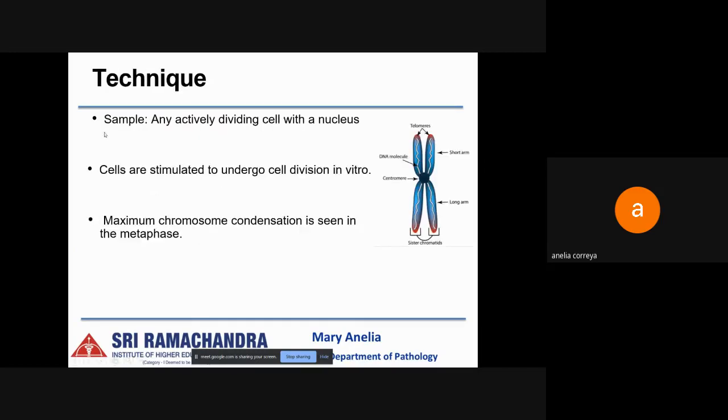So the technique is as follows. The sample we take will be a rapidly dividing cell which has a nucleus, and these cells are stimulated to undergo division in vitro. Since maximum chromosome condensation is seen at metaphase, karyotyping should generally be done at this particular phase.